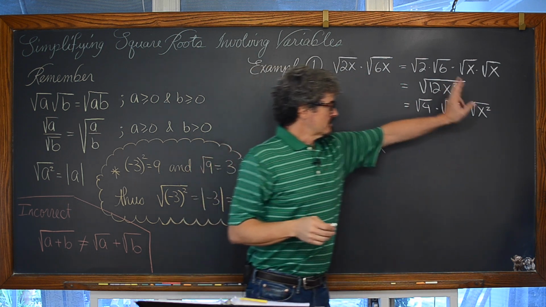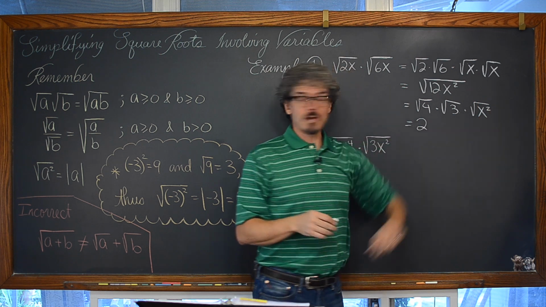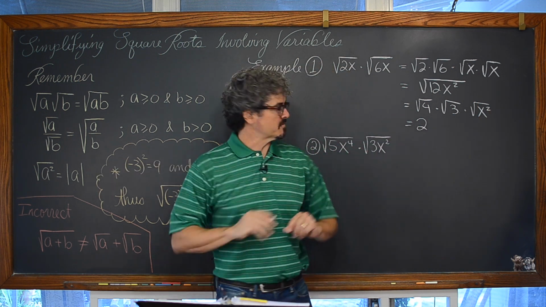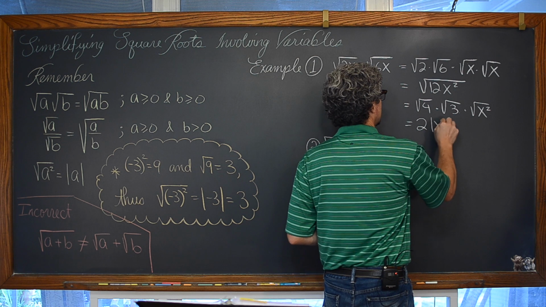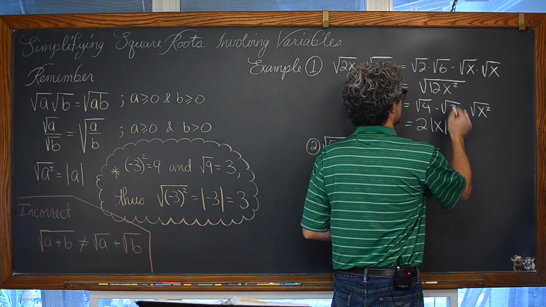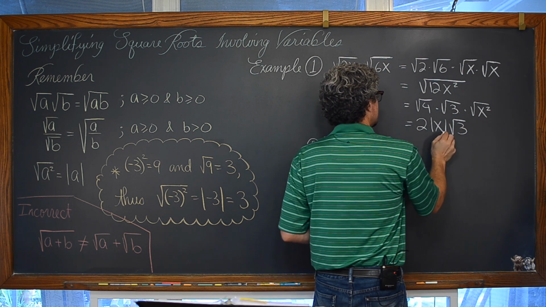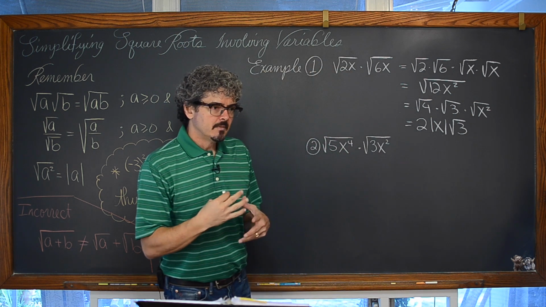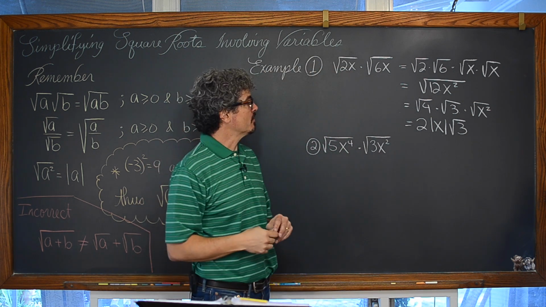The square root of x squared, we just said that that acts as an absolute value function, is equal to the absolute value of x times the square root of 3. But this is not actually how you're going to see or need to write your final answer.